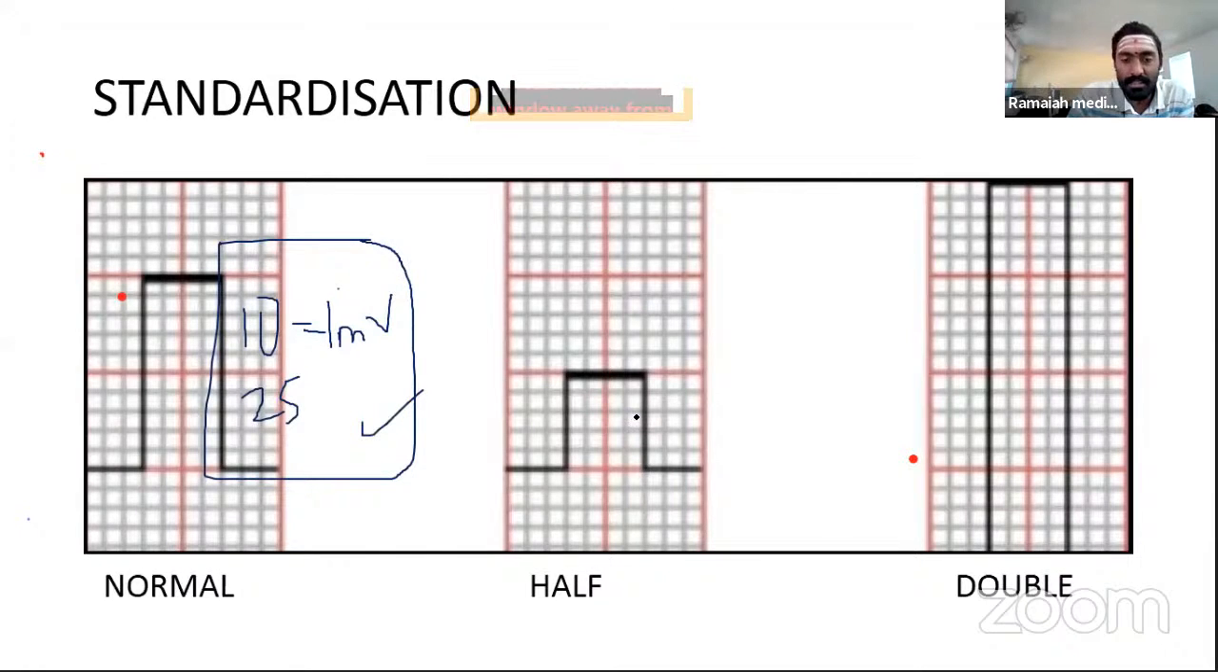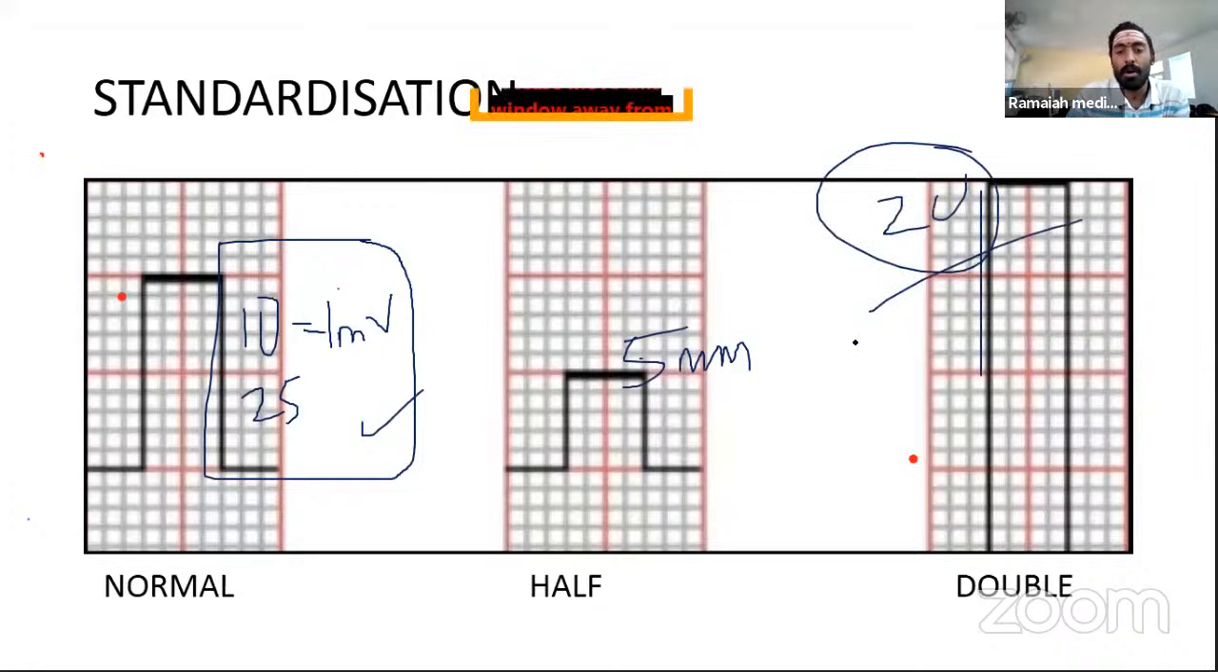So half standardization is exactly half of this, which means it is only 5 millimeter here. And there is something called double standardization. So that is 20 millimeters. So we have here 20 millimeter. So what is the implication of it?